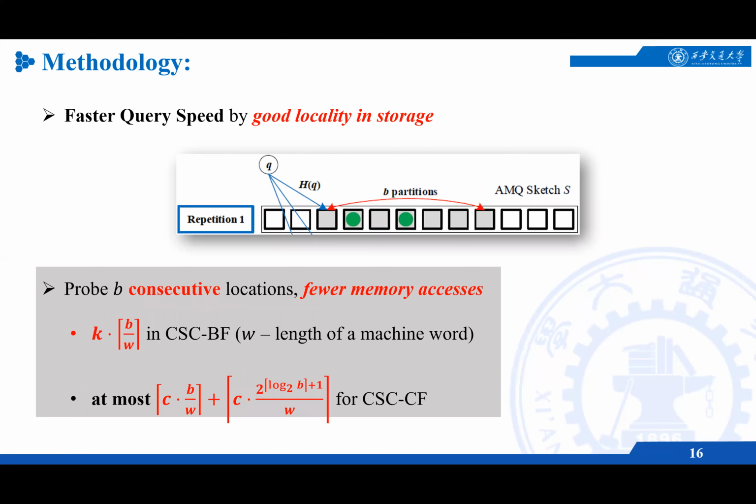Second, CFC achieves higher query speed by good locality in storage. In the query phase of element Q, we first map Q to its anchor location HQ. Starting from HQ, we check the next B locations to determine the existence of Q. During this process, since the B locations are consecutive, we need fewer memory accesses and thus faster query speed.